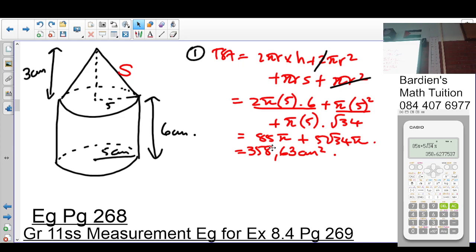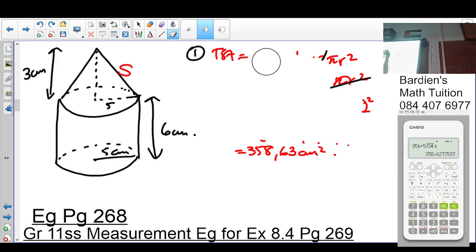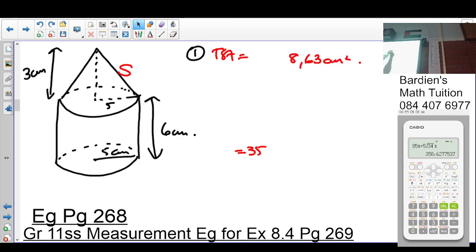Let's look at the second question. The second question says, calculate the volume of this figure. So I'm going to take this off. I'm just going to keep the totals here. I think we'll probably need the total for that.